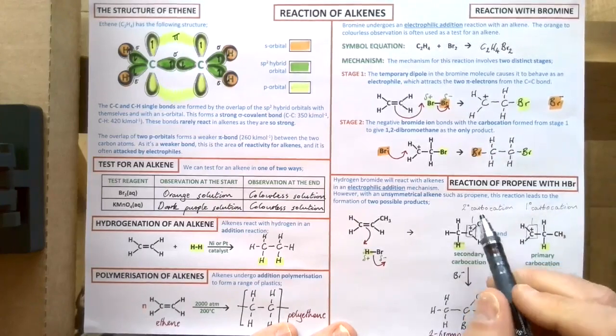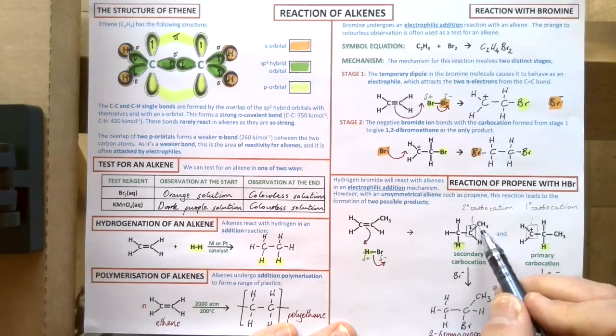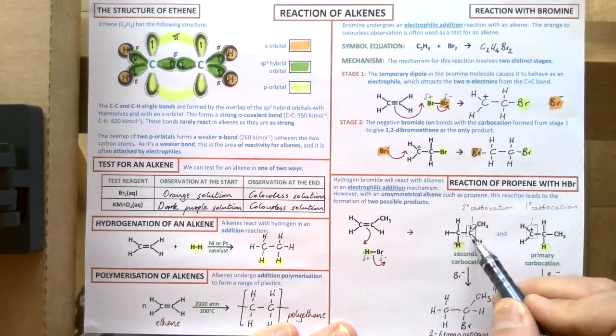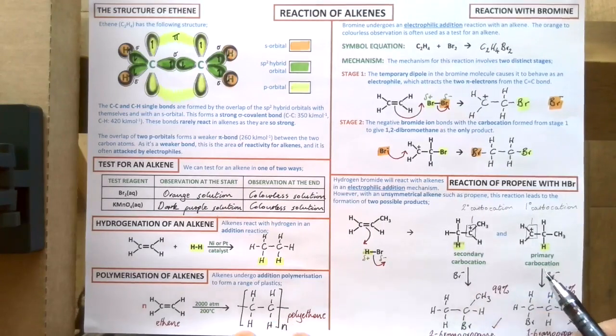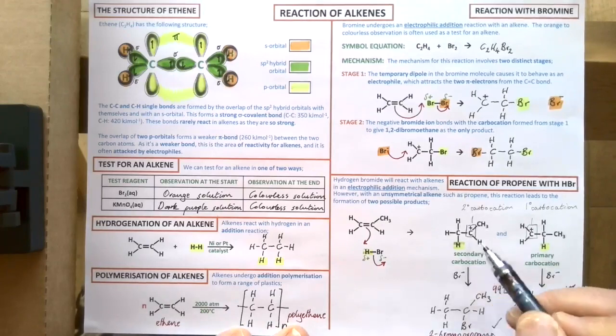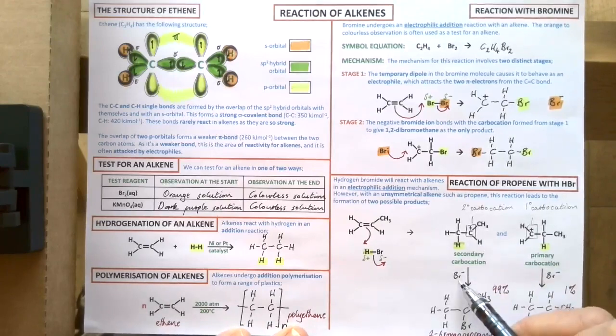Secondary carbocations are way more stable. Tertiary carbocations are better still. This is secondary because it's got 2 carbons next to it. This is primary because it's got 1. The more carbons you can get around the carbocation, the more stable it tends to be. And so, as a result, because this is more stable, it's more likely to hang around for the bromide to attach itself.